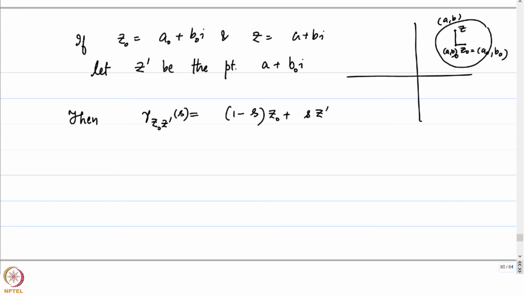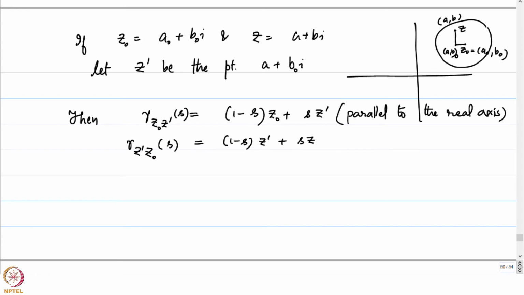This is a straight line path from z0 to z prime, and by definition this is going to be parallel to the real axis. And gamma z prime z of s, which is given by 1 minus s times z prime plus s times z, is a path which is parallel to the imaginary axis. Define gamma to be obtained by concatenating these.